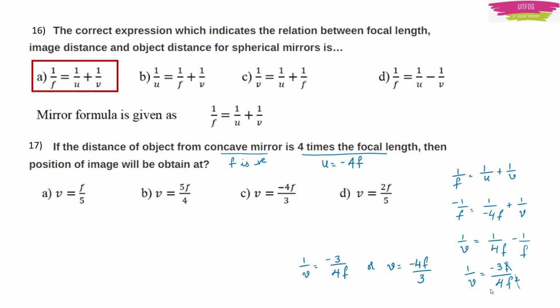If you take the LCM of 4f and f, you get 3f in the numerator. If you take the LCM of 4f and f, you get the LCM to be equal to 4f square. So ultimately you will cancel 1f from numerator and 1f from denominator, and you will get 1 by v is equal to minus 3 by 4f, or ultimately v will be equal to minus 4f by 3. You just have to substitute the values here. Here option C will be the right answer.